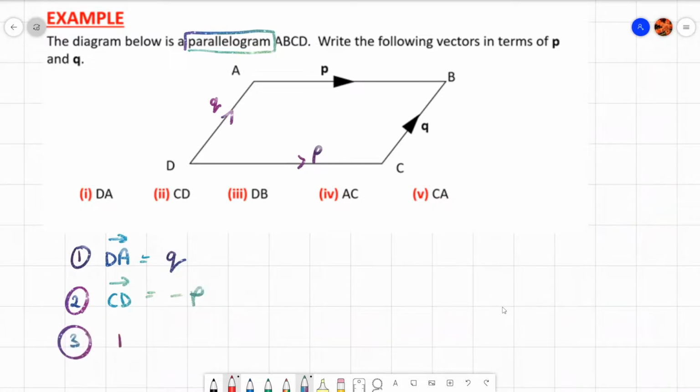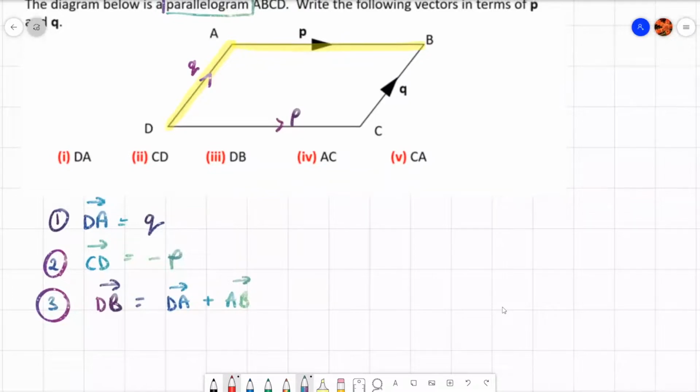Okay, number 3 is D to B then. How am I getting from D to B? Well, we're looking at paths. So any path with a letter on we can use. Those are the only ones that we're allowed to use when looking at vectors, unless we can work that path out. So if I'm going D to B, I can go D to A and then A to B. So I can do D to A plus A to B. Well, D to A is Q plus A to B, which is P. And we can't add them together because they're totally different letters. So it's just Q add P.